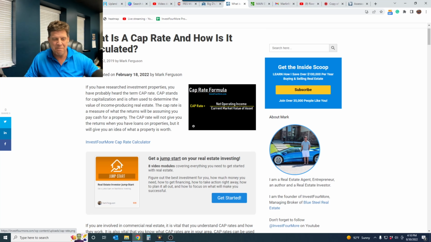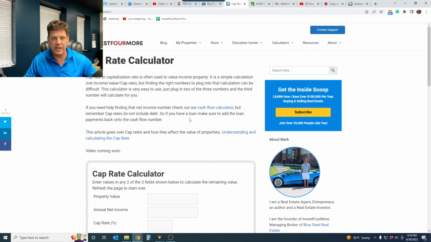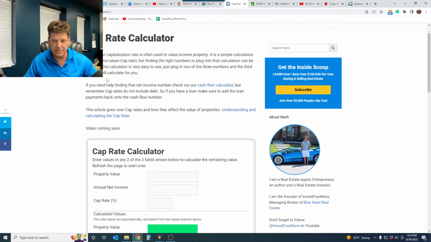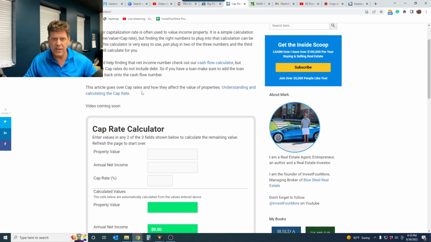So first off, we'll just do a real simple cap rate calculation, and we'll go to my calculator to do that. Again, investformore.com, cap rate calculator, very easy to find. I have lots of other calculators too, and we just made an inflation one. I did a video on inflation, and I think it's probably one of the best inflation calculators out there. I'll show you how it works here after we go through cap rates.